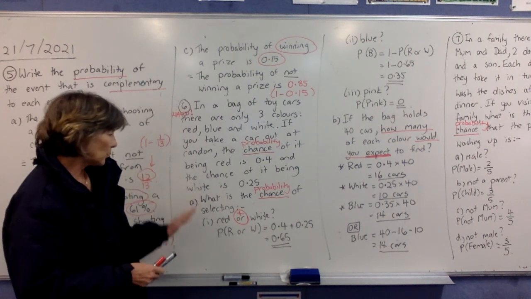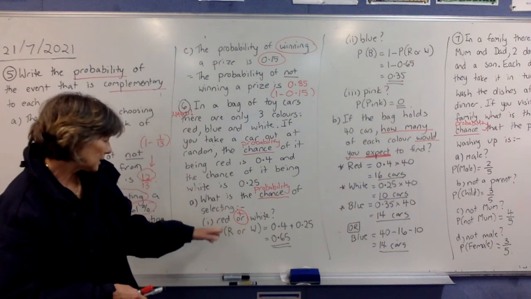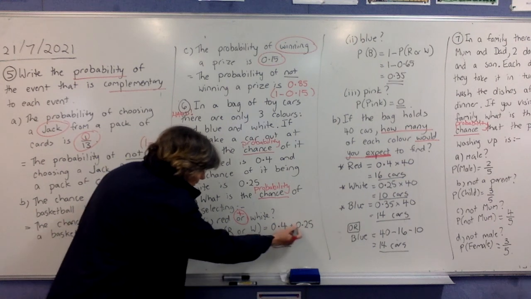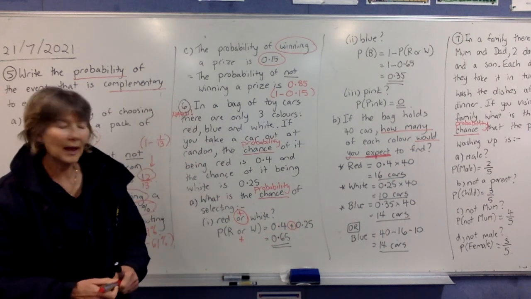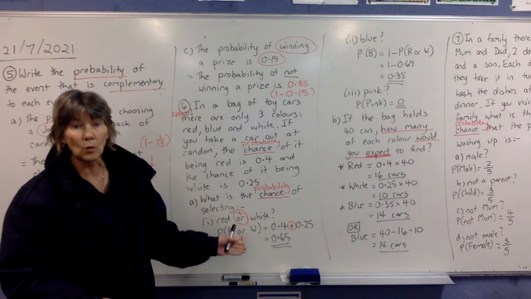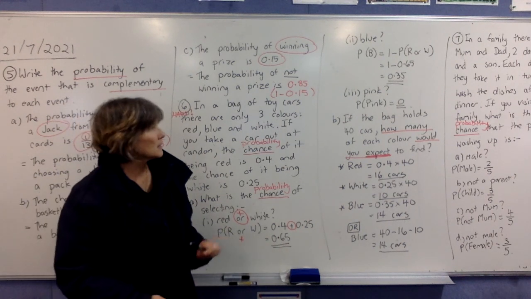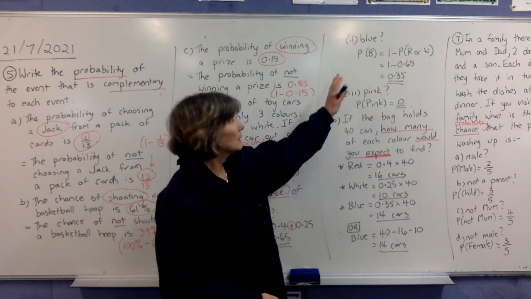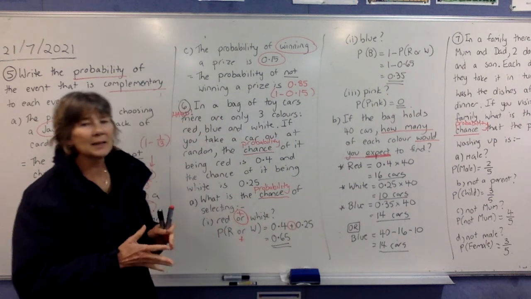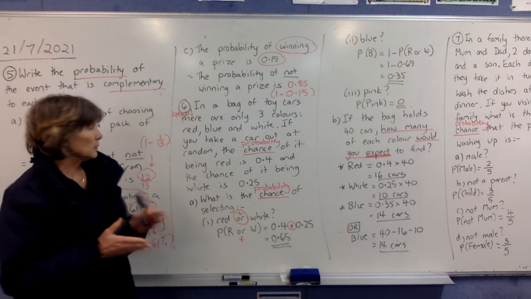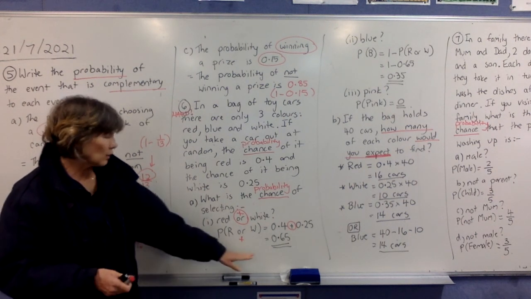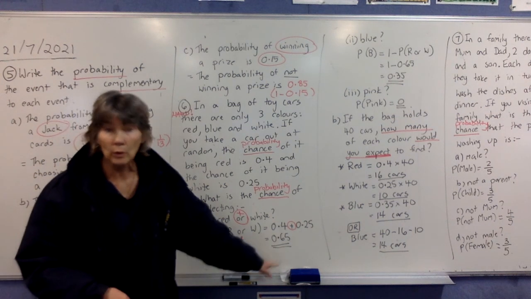So if we want a red or a white car, we're going to add the probabilities of the red car and the white car. And that will give you the probability of getting red or white. So it's 0.65. Now up here, the probability of getting a blue car. Now remember, there were only 3 colours in the bag. There was red, blue and white. We've already got the probability of a red or a white.